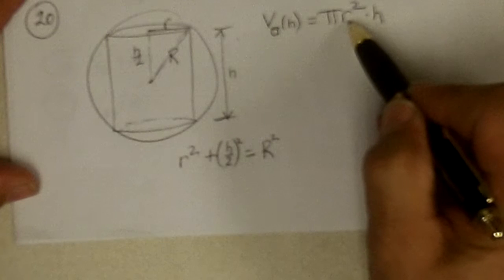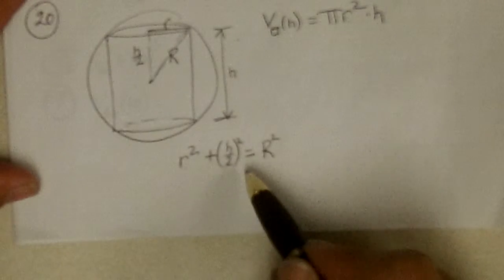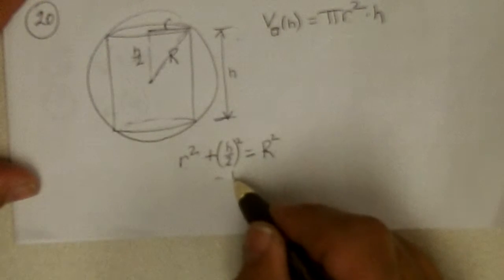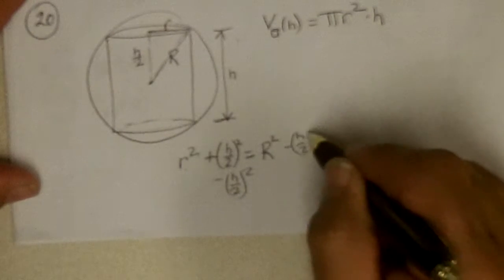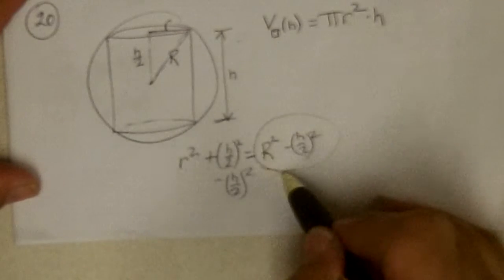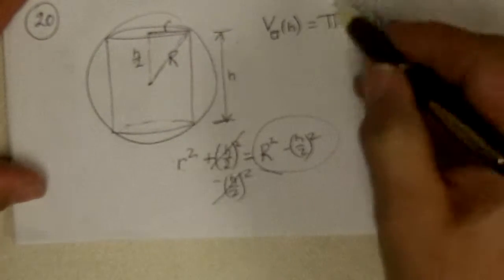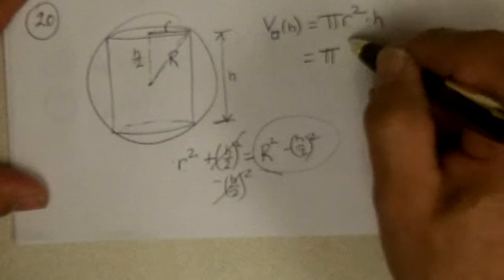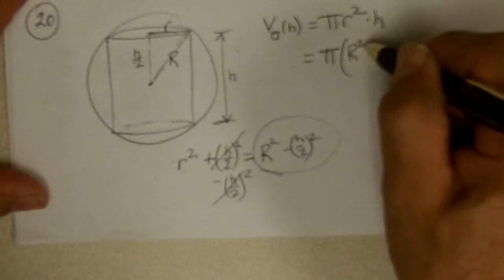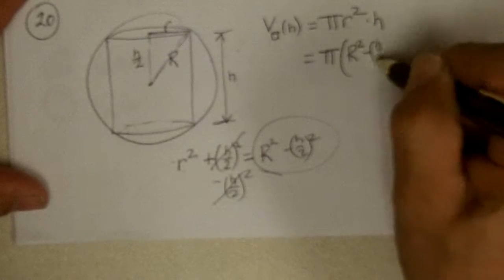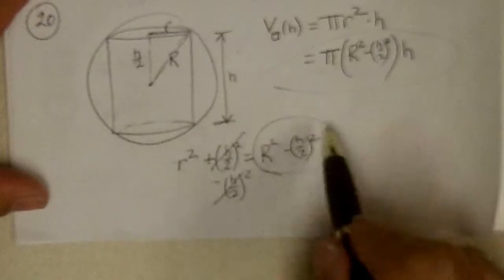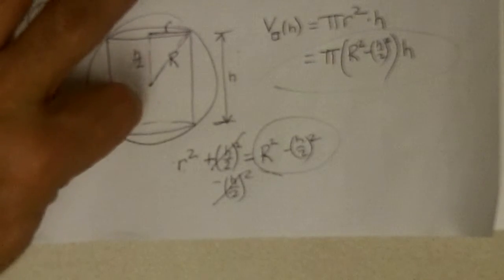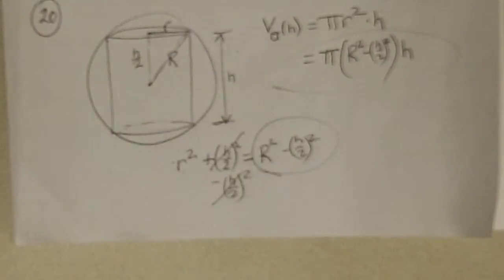So we've got to replace r squared. Well, if I just subtract this from both sides, I know what to put in place of r squared. So I get pi times capital R squared minus h over 2 quantity squared, all of that times h. And there's the function of the volume of the cylinder as a function of h only.